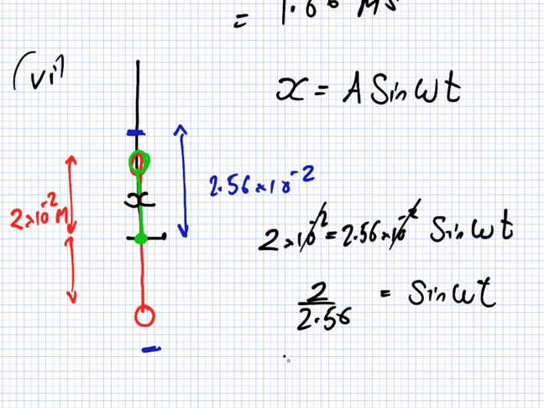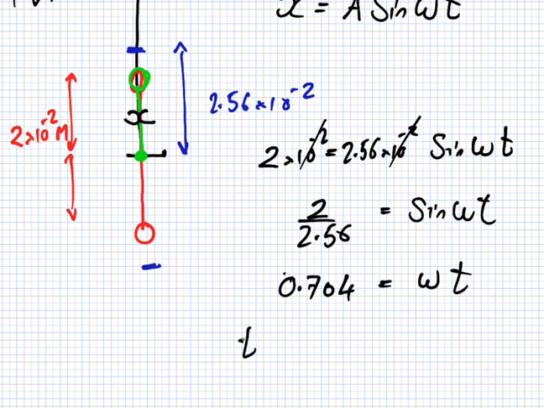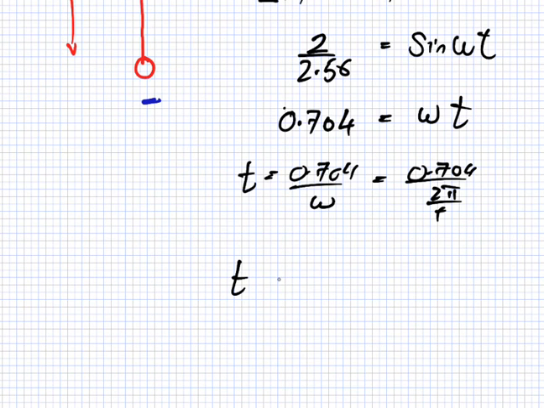It's not in the book. It is. Oh, it is in the book. Okay, good. So you would get 0.704 equals omega t. So then the t would equal 0.704 over omega. But what's omega? 2 pi over T. So the final answer will be t equals 0.704 over 2 pi multiplied by T.